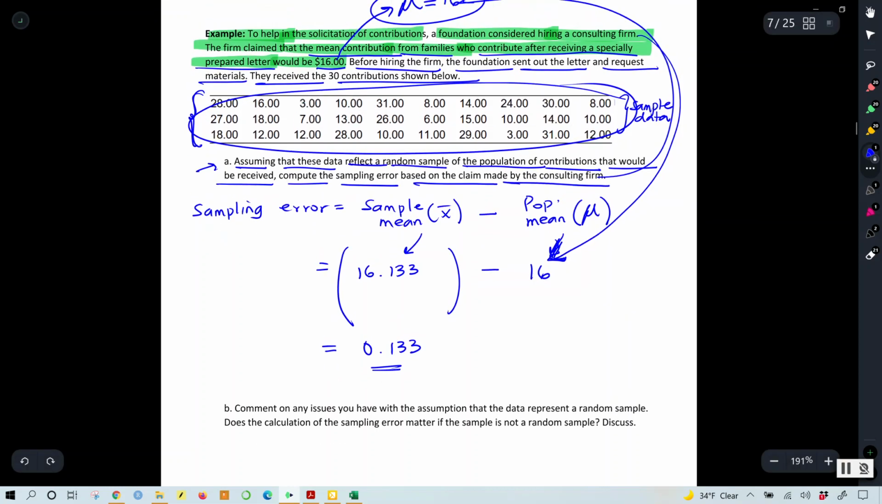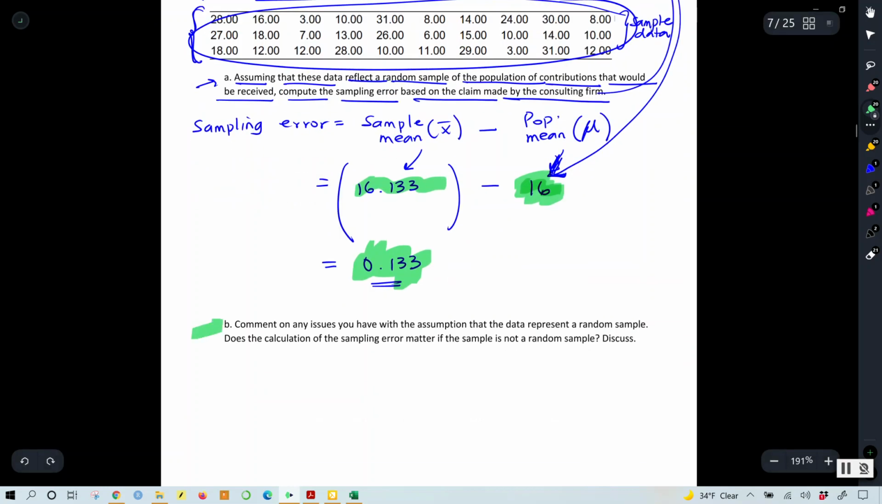So what do you think? Do you think this consulting firm is doing a good job, or did they give us a very reasonable guess of 16? I would say so, because this is not so much of a difference between what it really is and the value you got from your sample. So, question B.